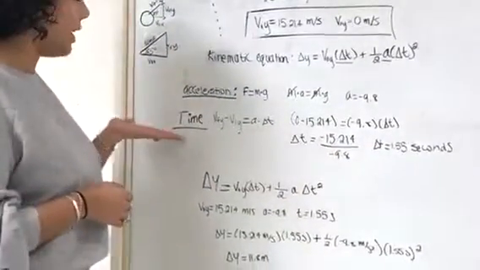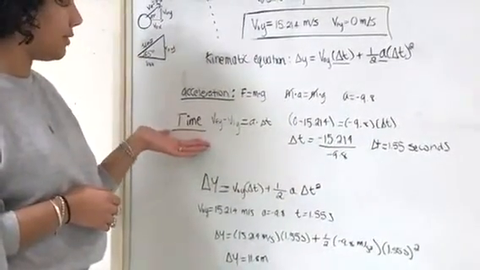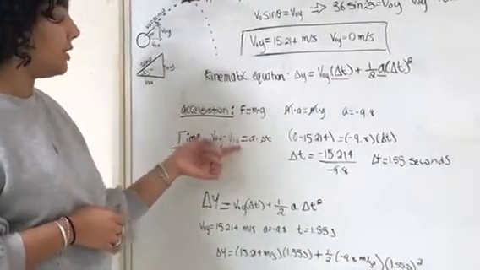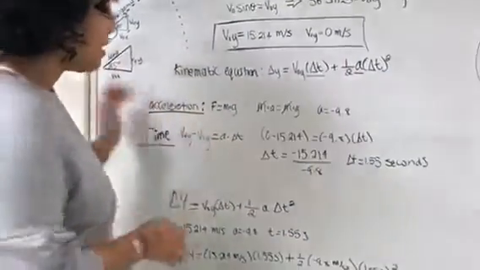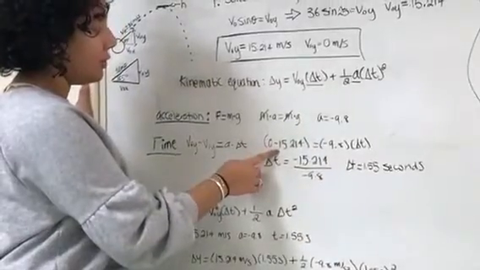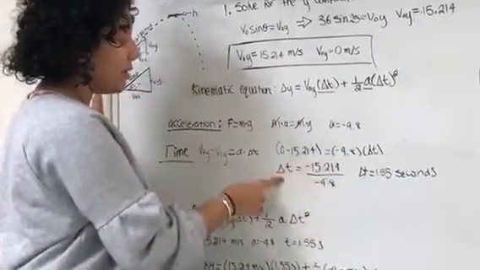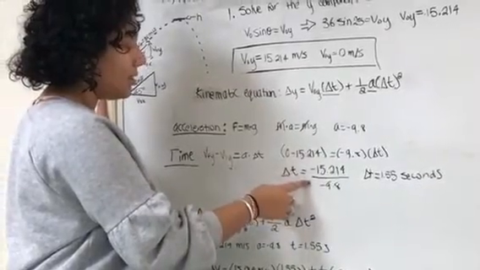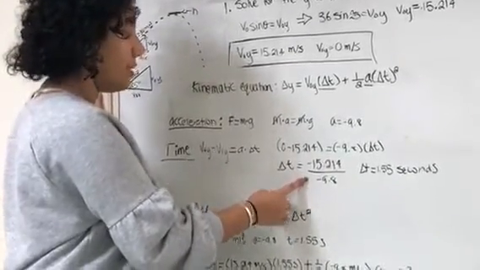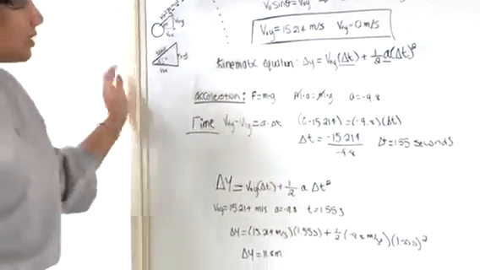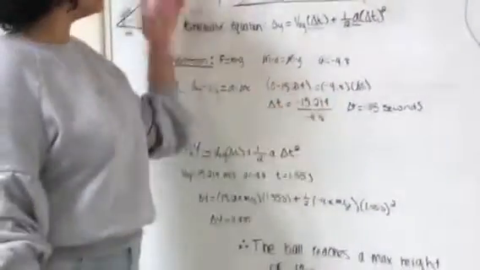So now we're solving for time. The kinematic equation we can use for this is velocity final minus velocity initial equals acceleration times delta t. So 0 minus 15.214 equals negative 9.8 times delta t. Rearranging, we can solve for delta t as negative 15.214 divided by negative 9.8, giving us a delta t of 1.55 seconds. So it takes 1.55 seconds for us to reach max height.